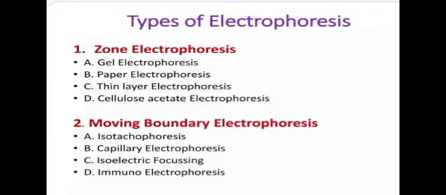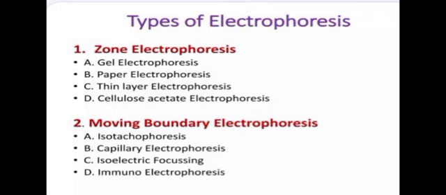Next we see the types of electrophoresis. Electrophoresis is classified into two types. One is zone electrophoresis, the second is moving boundary electrophoresis. Zone electrophoresis is divided into four: gel electrophoresis, paper electrophoresis, thin layer electrophoresis, and cellulose acetate electrophoresis. Again, moving boundary electrophoresis is divided into four: isotachophoresis, capillary electrophoresis, isoelectric focusing, and immunoelectrophoresis. These are the types of electrophoresis.